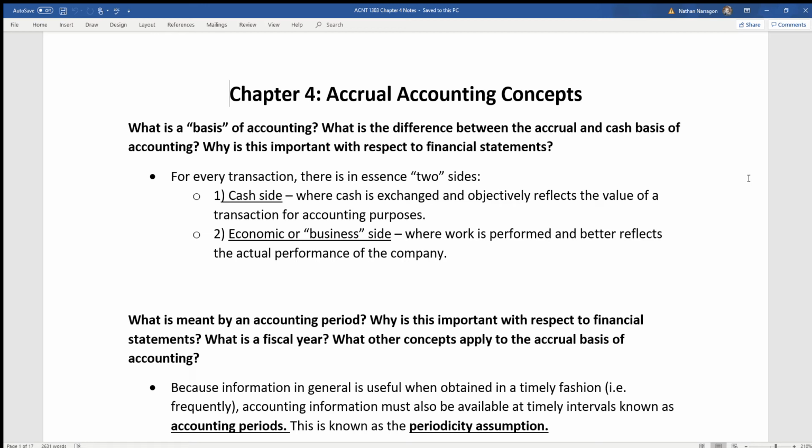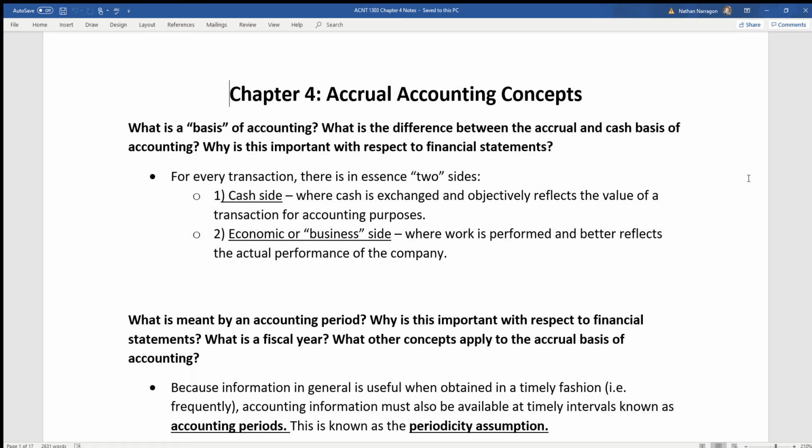Basically, this is helping us start dealing with the part of the accounting cycle that's about adjustments. And this is mostly because we're going to look at what makes up an accounting transaction. And for accrual, there are going to be two sides.